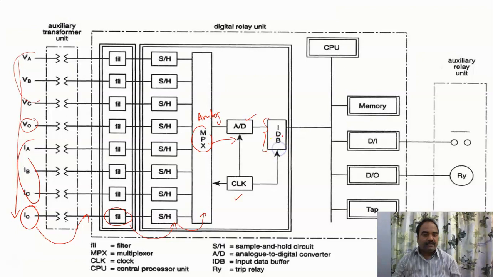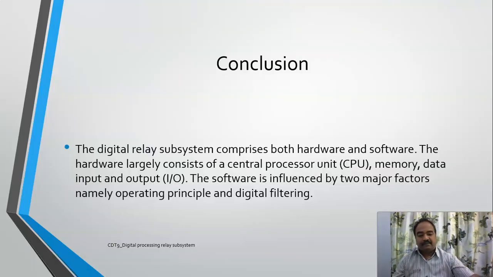So this buffer is connected to your digital processing subsystem, wherein you have a CPU, memory, data input, data output, and a tap. Now, when I move into this block, it is processed, and the output is nothing but your trip signal, which is sent to your trip relay. Okay, this is what happens in your digital relay. I hope you have understood, and we will discuss more about these components in the class.